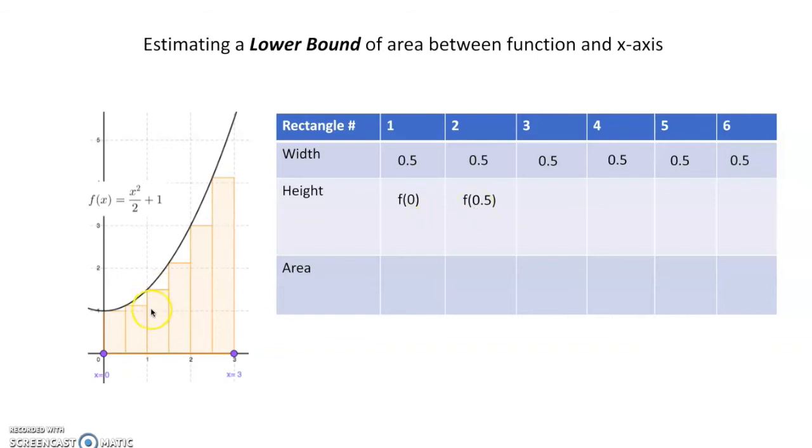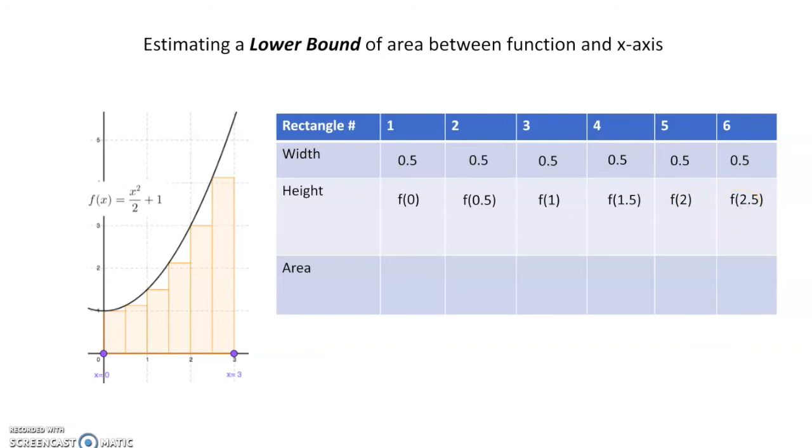Similarly, for this third rectangle, the height is at this point here on the function, and that is, if I trace that down, f of 1. Okay, and you'll start to notice a pattern from here. The fourth rectangle has a height of f of 1.5. The fifth rectangle has a height of f of 2. And the sixth rectangle has a height of f of 2.5.